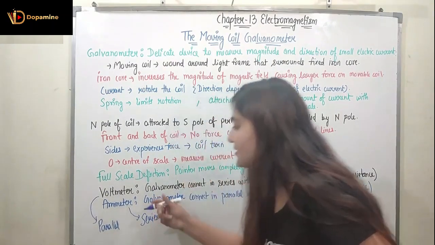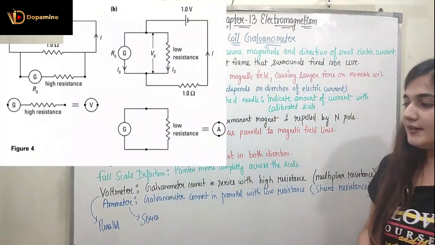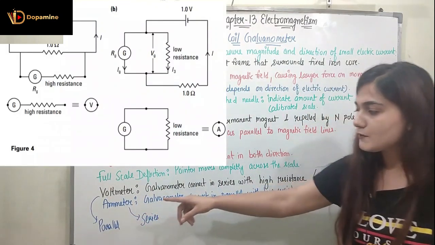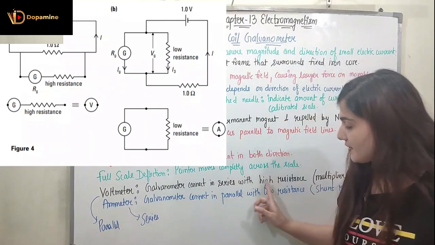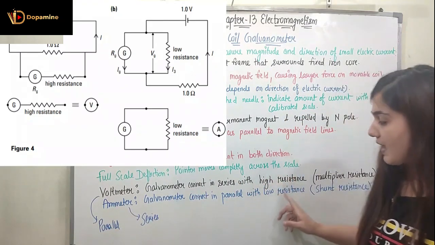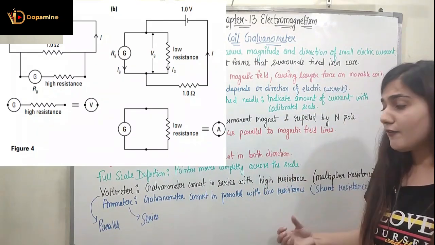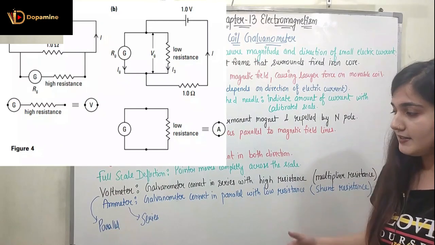When a high resistance is connected in parallel with the galvanometer, it is going to limit the amount of current, because here we have a high resistance. When we have a parallel low resistance, a high current can pass through it and it can be used as an ammeter.